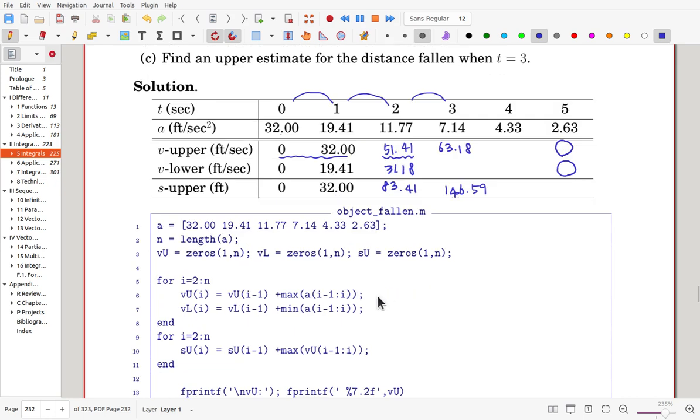Here, by using a computer algorithm, we can check that. These are accelerations measured from time 0, 1, 2, 3, 4, 5. Now here we are opening velocity upper, velocity lower, and distance upper. Initialized at 0, and then from 2 to n, for the upper velocity, the previous one plus the acceleration between this interval, and the larger value will be added. For lower velocity, from acceleration, we are choosing the smaller value between two of them and adding them.